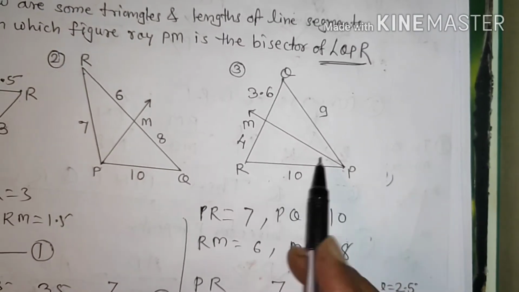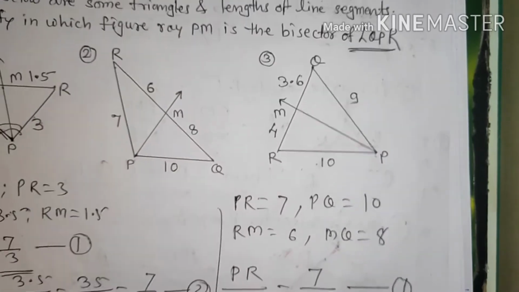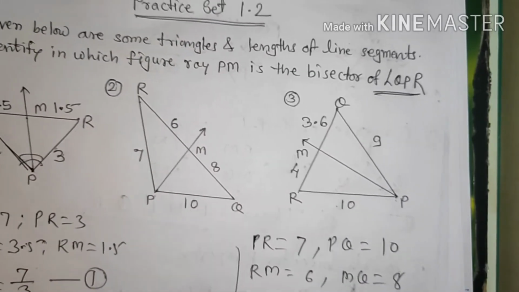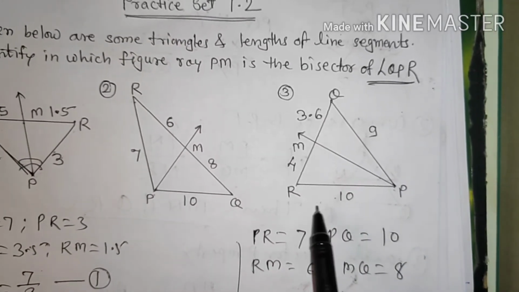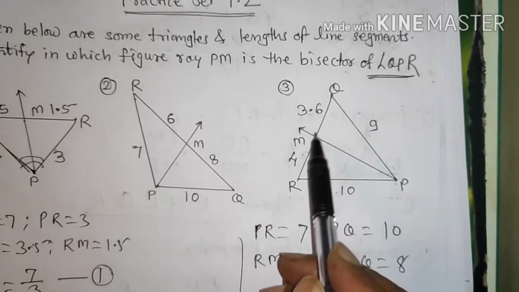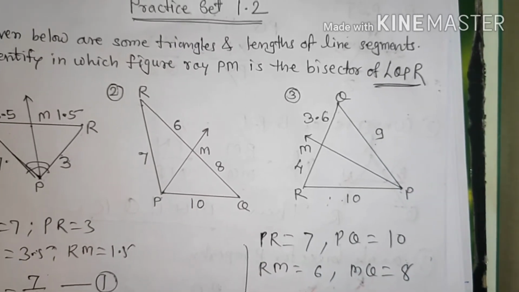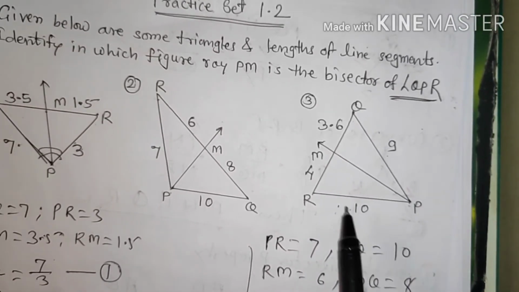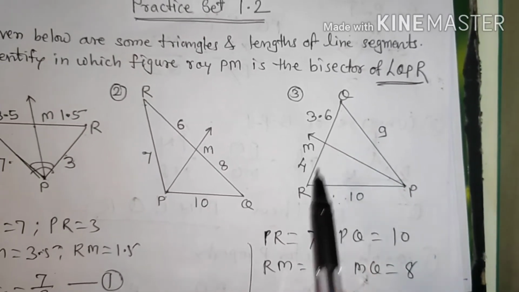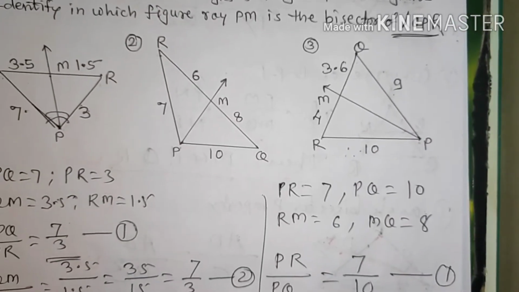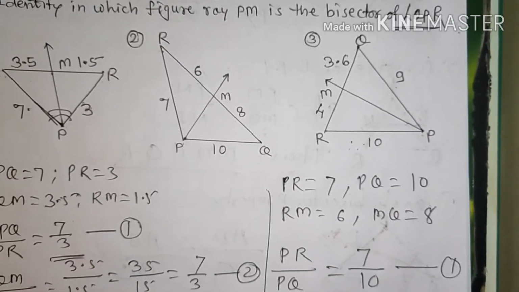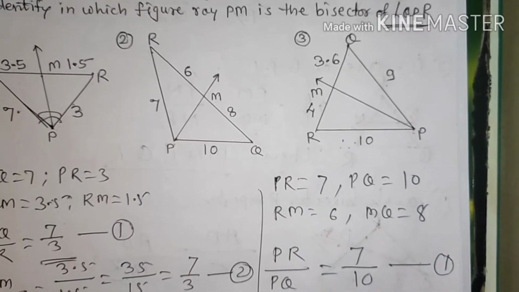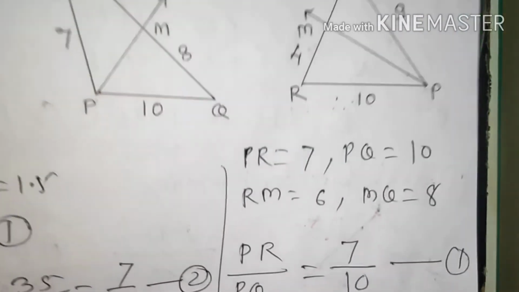Now, try this third one yourself. Simply again the same. PQ upon PR is equal to QM upon MR. Substitute the values. If both are equal, that is PQ upon PR is equal to QM upon MR, then by converse of angle bisector theorem, it is the angle bisector. If it is not equal, you can say it is not an angle bisector. Now question number 2.